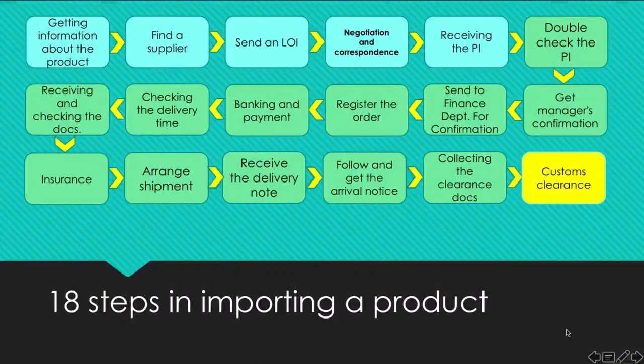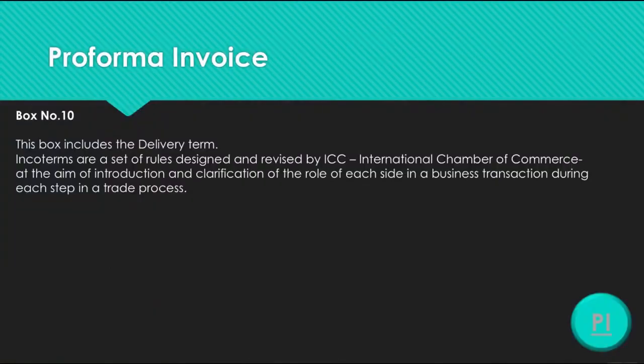Hello everyone, today we're going to speak about box 10 of the PI, which includes the terms of delivery. Box 10 presents terms of delivery, which means the scope of responsibilities and liabilities on the buyer's or the seller's side. This is done by entering one of the 11 Incoterms in this box.